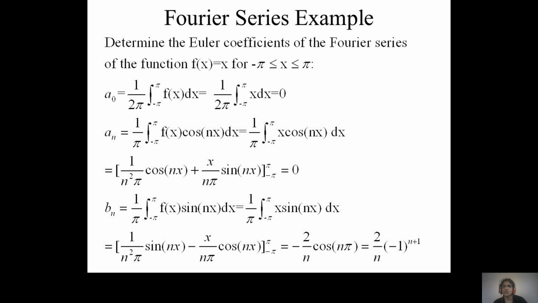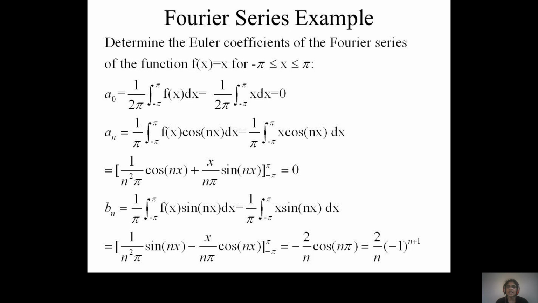So determine the Euler coefficients of the Fourier series of the function f of x equal to x for minus pi less than or equal to x less than or equal to pi. So we have to find the Fourier series. We have to find the coefficients a0, an and bn. How do you find a0? A0 is equal to 1 by 2 pi integral from minus pi to pi of f of x dx. F of x is x, into dx. So we get the value 0.